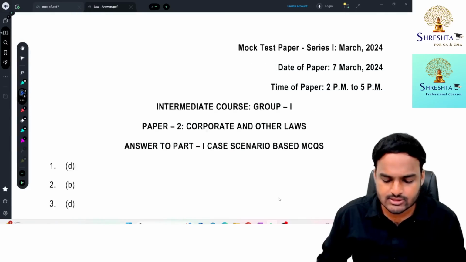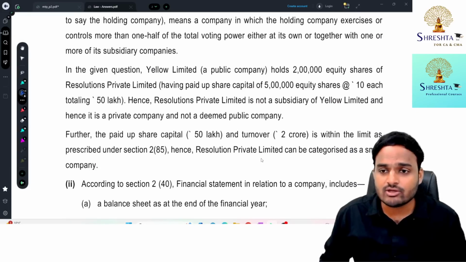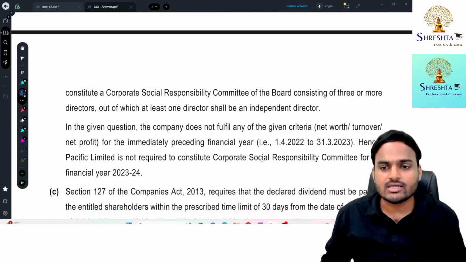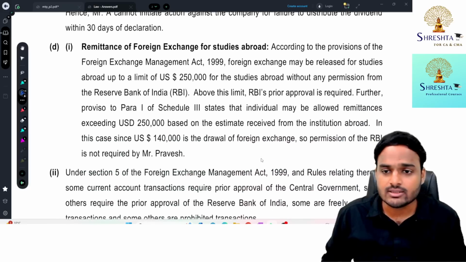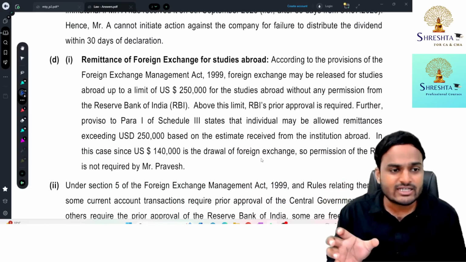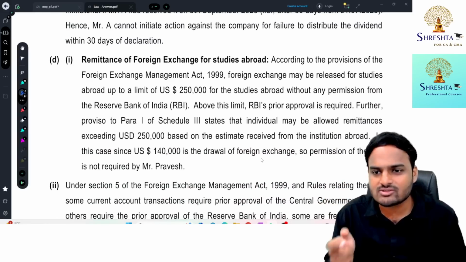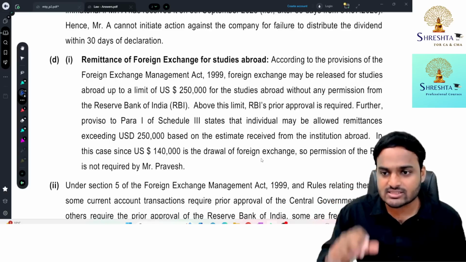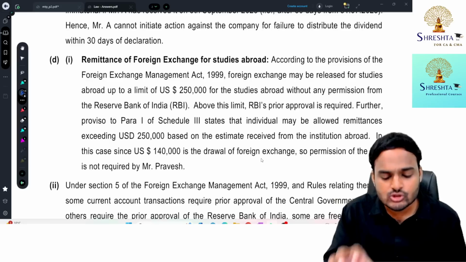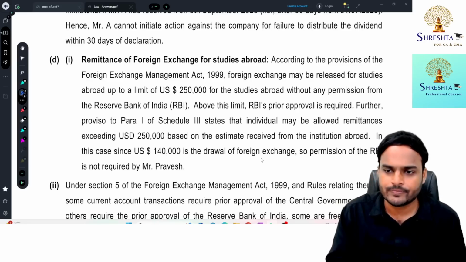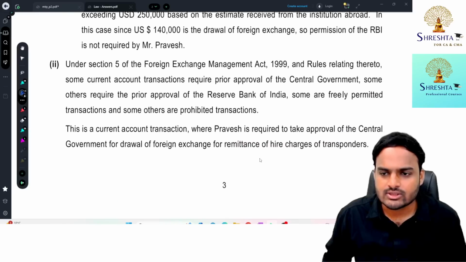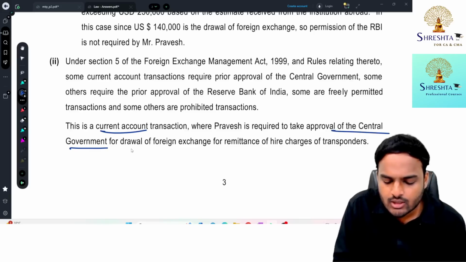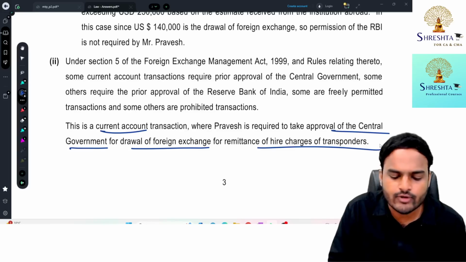Yeah, you can see the answers also simultaneously. First, you need to evaluate whether you are able to answer the questions or not. Once you have clarity, yes, we can answer it, then you have to check the suggested answers. Why? The reason is presentation matters. Whether you know the answer or not is not the criterion for getting full marks. Presentation: first provision, analysis, conclusion. So for presentation, you have to check the suggested answers too. Are you all getting my point, students? In the second case, it is a current account transaction, so Pravesh is required to take approval of the central government for drawal of foreign exchange for remittance of hiring charges of transponders.